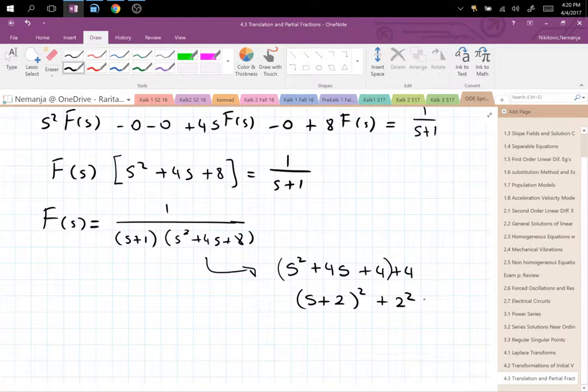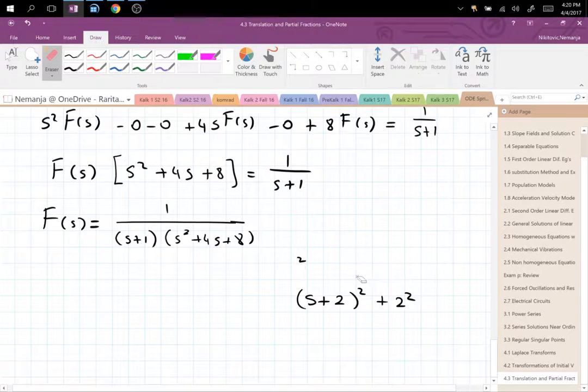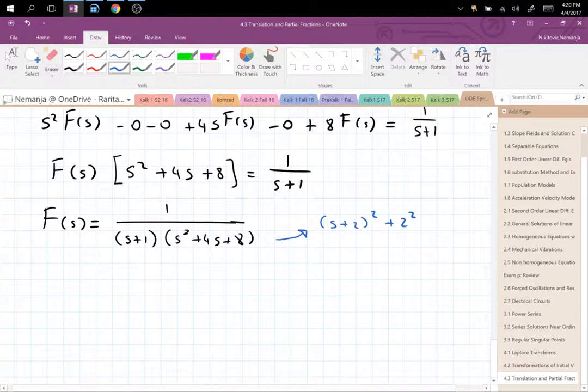So it seems that this can break into this and give us an easier answer. So I'll keep that in mind. Actually, this is now in a way, so I'm going to write here in blue: this guy is s plus 2 squared plus 2 squared, which is 4. Alright, let's do partial fraction decomposition.